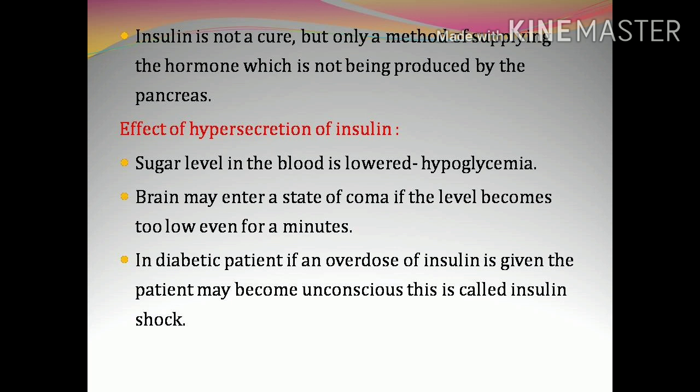Next, the brain may enter into a state of coma if the insulin levels drop below a point even for a few minutes. If the insulin level becomes less in the body, the patient may undergo a coma state for a few minutes. This coma state also occurs if the diabetic patient is given an overdose of insulin. If we take an overdose of insulin hormone, it causes the person to undergo a coma state, and that condition is called insulin shock.